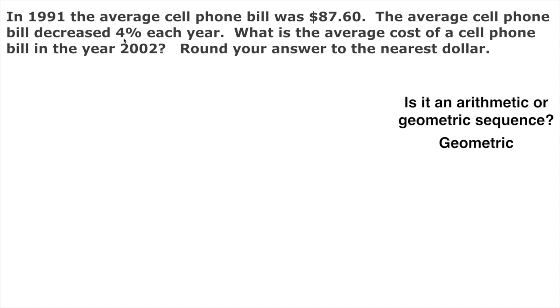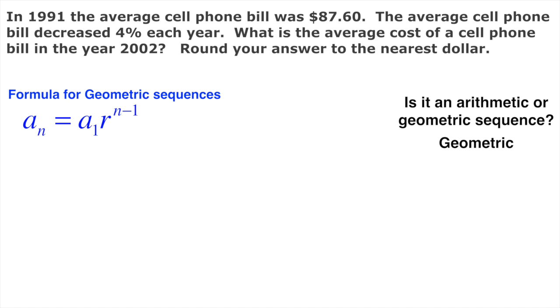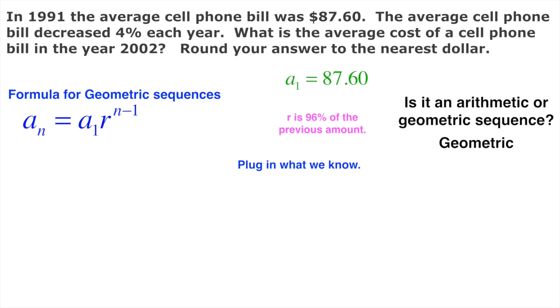Now that we know it's a geometric sequence, we can bring in our generic formula for geometric sequences, and we can start filling in some information that we know. We know A of 1, the first term in our sequence, is $87.60. We also know what the ratio is. The cell phone bill goes down by 4%. So if it was $100, if it was 100%, it goes down by 4%. That would put us at 96%. So R is 96% of the previous amount, or R is equal to 0.96. We'll need to convert that to a decimal at this point.